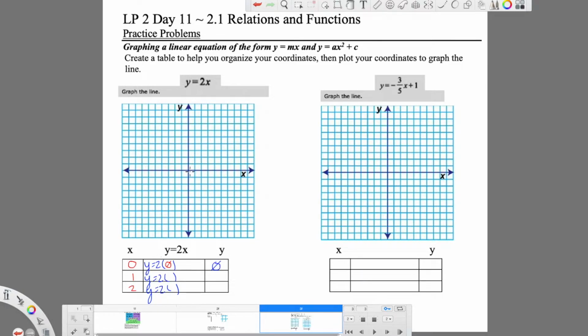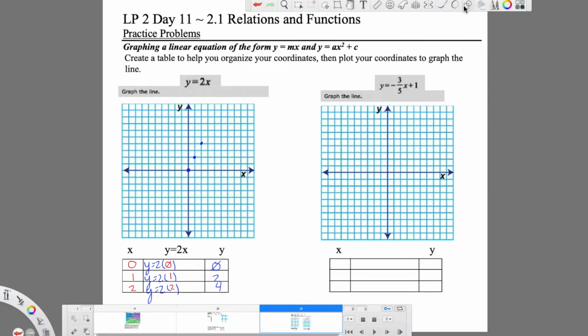So I can actually put that right here on the graph, 0, 0. My next point, I chose 1. And 2 times 1 is 2. So my point is 1, 2. So I'm going to go 1 and then up 2. So remember, x is right and left, y is up and down when you're doing your graphing. And then my last point there that I chose was 2, and 2 times 2 is 4. So I'd go 1, 2, 1, 2, 3, 4, and that does look like a nice straight line there.